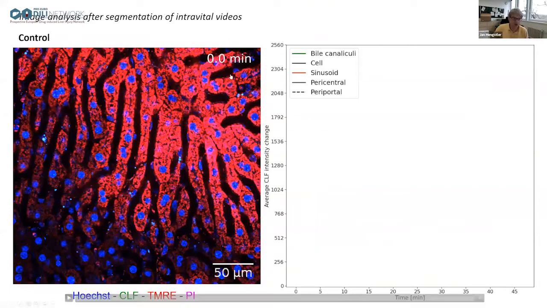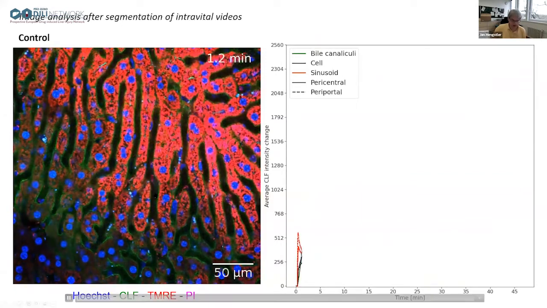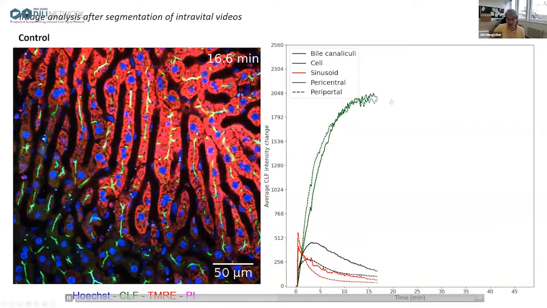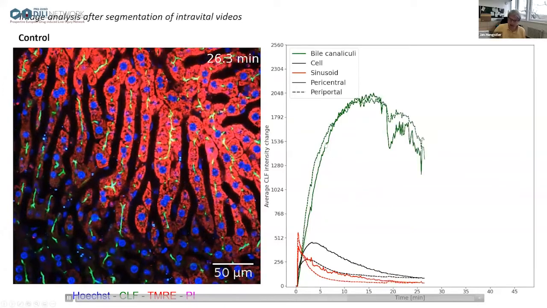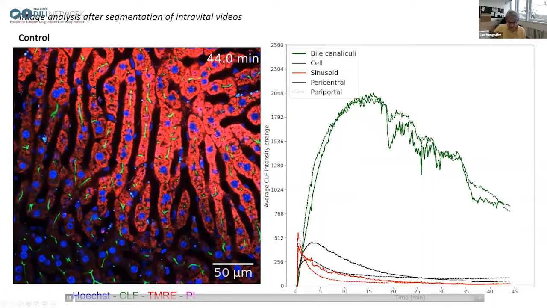There we use a system which, by artificial intelligence, assigns every pixel of such a video to a certain cell structure. So does it belong to a bile canaliculus, to the cell, or to the sinusoid? If this is now a control, a healthy mouse, and I start this video, you see where the CLF goes in the image, and simultaneously the intensity in the image analysis. And these are the bile canaliculi, which increase and decrease. But very important, red is the CLF signal in the sinusoidal blood.